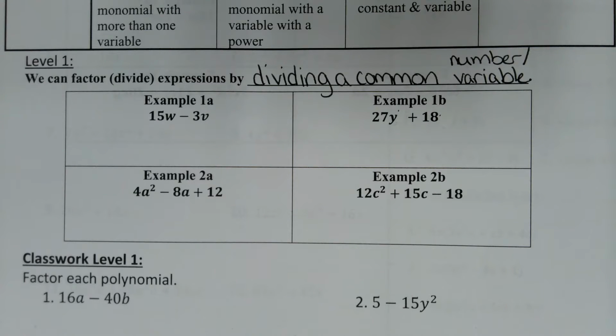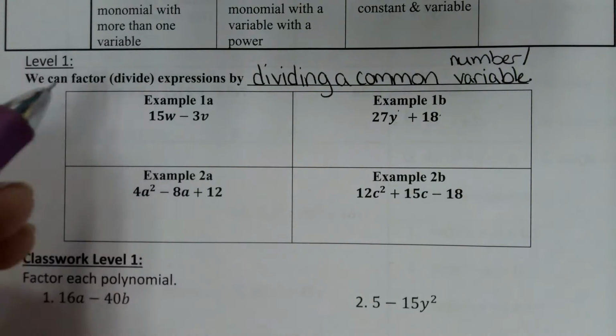Alrighty, so for factoring, what we're doing is we're really dividing, and we're doing that by dividing out a common number or a common variable, or in some cases, both. So for level 1, we are simply factoring out or dividing out a number from each term.